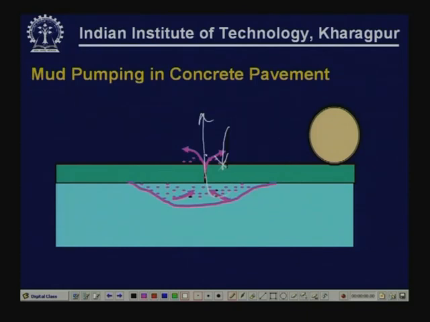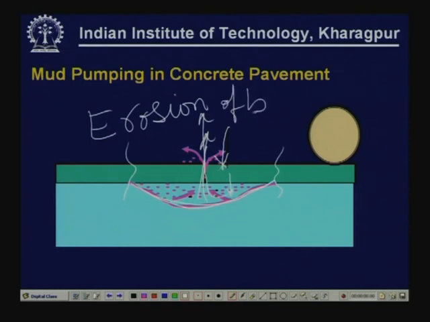So, gradually with each application of load at the joint or near the corner, the slab deflects and then pumps out the fines. After some time, if we have a base of erodible material, a void is going to form, with loss of support to the slab, leading to cracking of the slab. This phenomenon is known as erosion of base, and is popularly known as mud pumping. Erosion is a result of mud pumping.